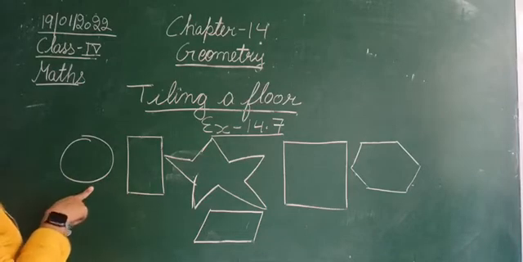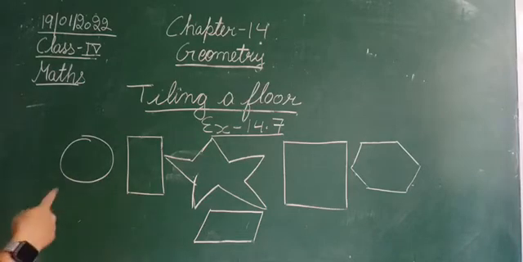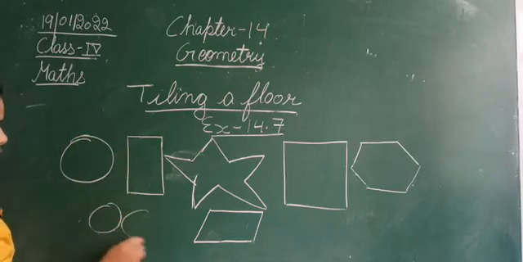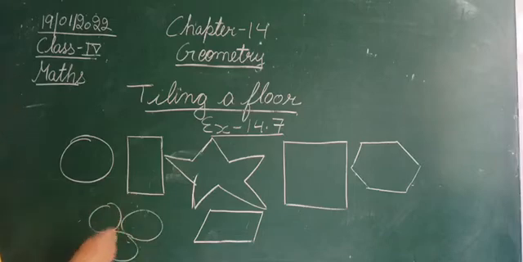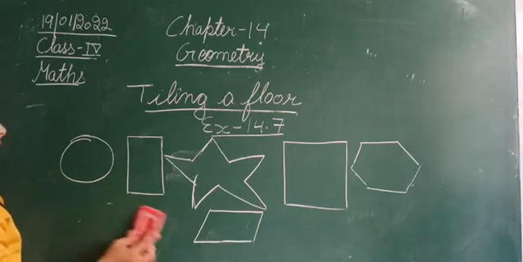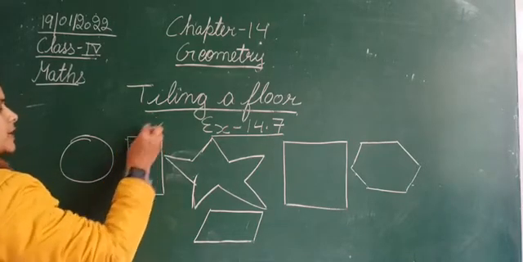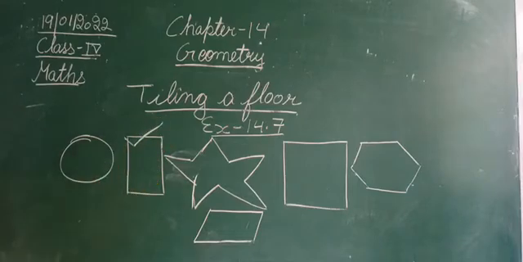So circular, is it possible to use a circular tile? No. If you bring in circular tiles, then somewhere some area will be left. Another circle, some area will be left. So the circular tiles will not be proper. Second is rectangular. So rectangular tiles can be used.